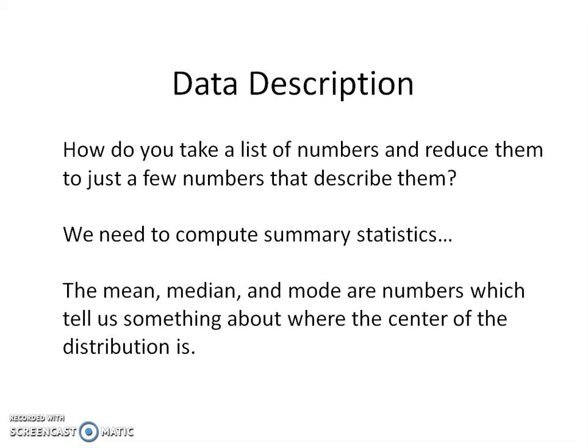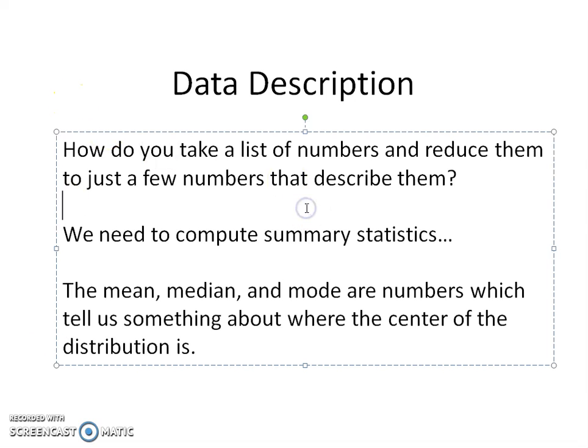Well, the first thing we want to do is try to boil those numbers down to just a few numbers to try to describe what we've got. What we want to do is compute summary statistics, a few numbers that tell me something about the distribution of all of them. First thing we'll look at are the mean, the median, and the mode. These numbers tell us something about where the center of the distribution is. They are measures of center.